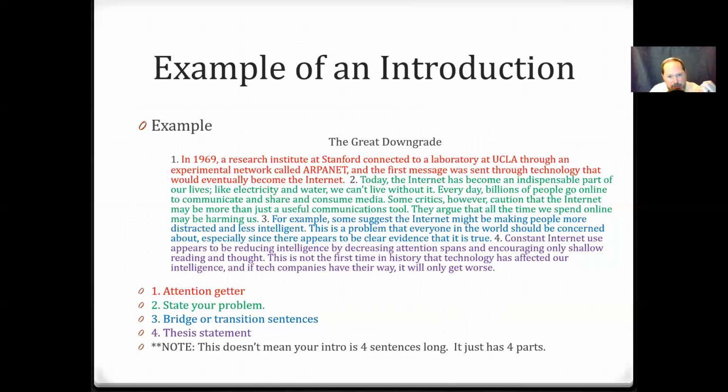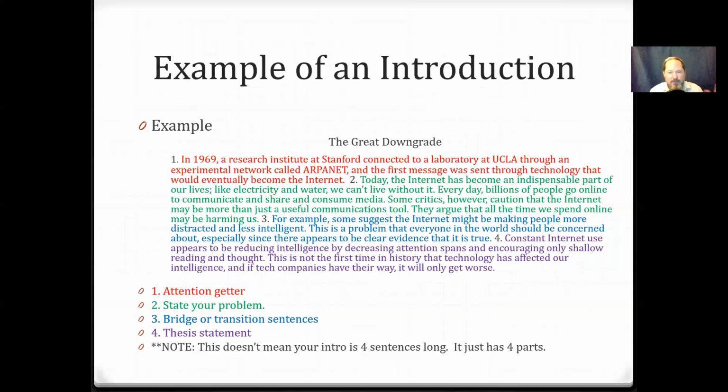Constant internet use appears to be reducing intelligence by decreasing attention spans and encouraging only shallow reading and thought. This is not the first time in history that technology has affected our intelligence. And if tech companies have their way, it will only get worse. Okay, this is a 2-sentence thesis, and that's fine, but you should probably not go more than 2 sentences.